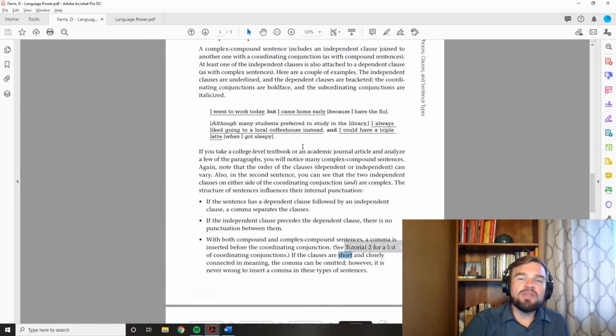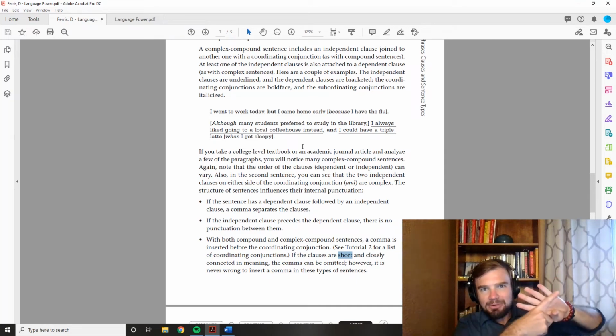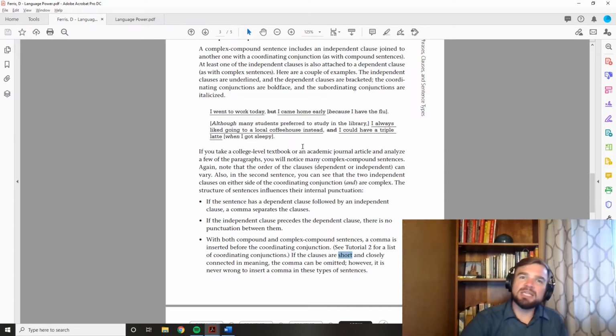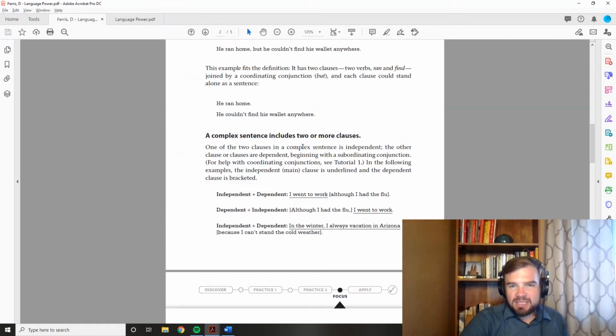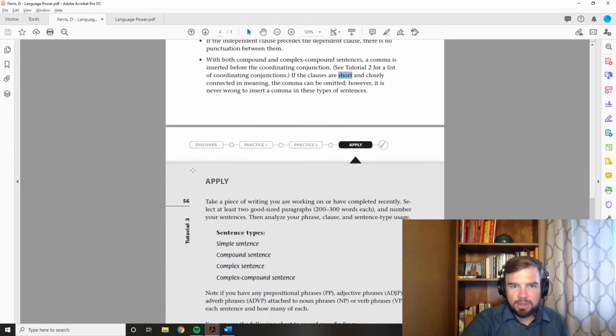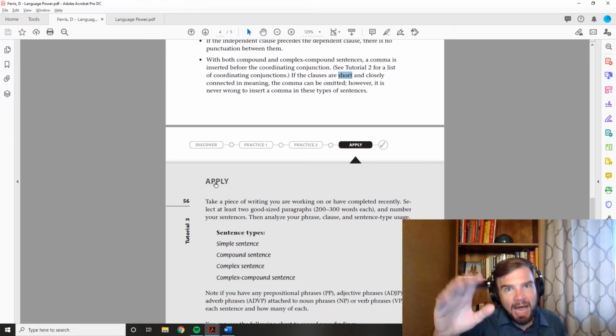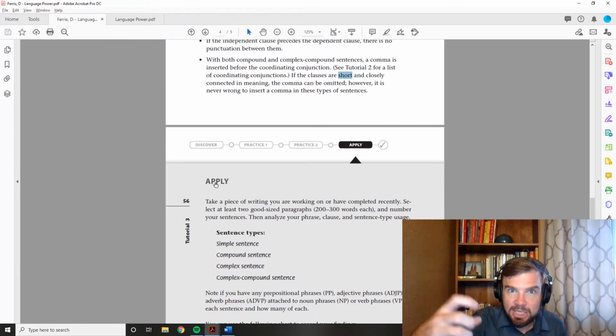So these are our 4 sentence types: simple, compound, complex, compound-complex. Those are the 4 sentence types in English. So at the end of these pages, Professor Ferris has an example called apply, right? And it's an activity. If you bought the workbook and did this at home by yourself, there's apply exercises in the entire book for you to practice the ideas that she's teaching you.